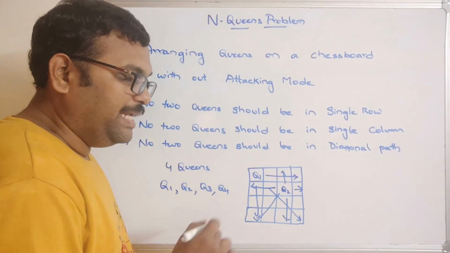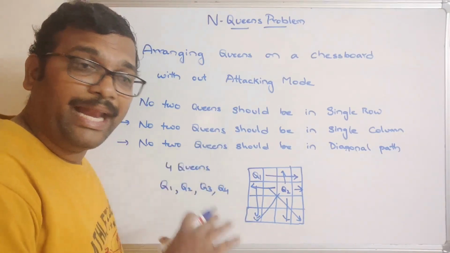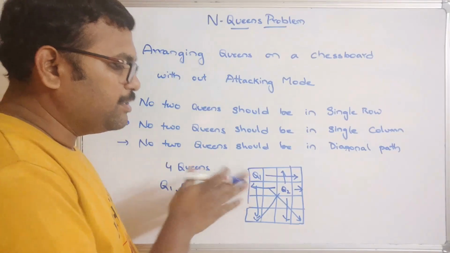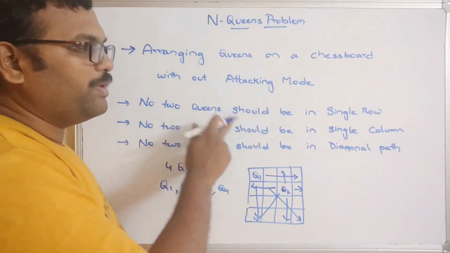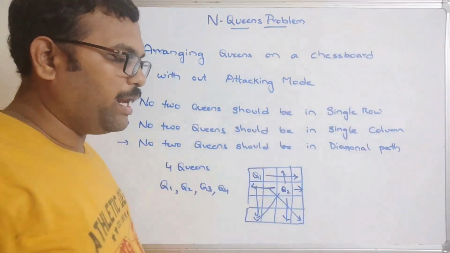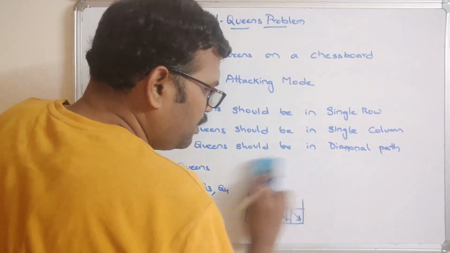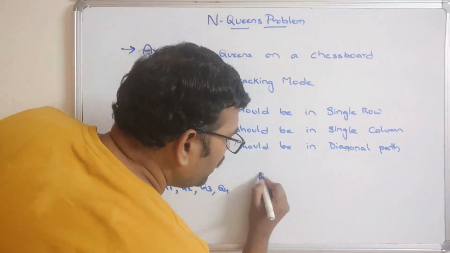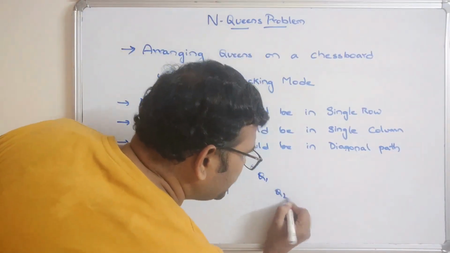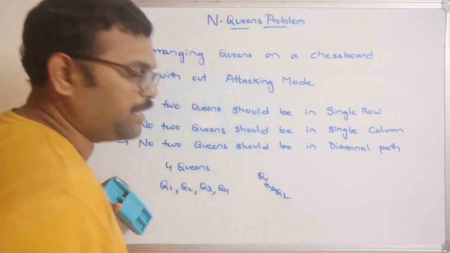In such a way we have to arrange all the queens so that no two queens are in a single row, column or diagonal path. For example, if queen 1 is here and queen 2 is here, that will be a diagonal path.